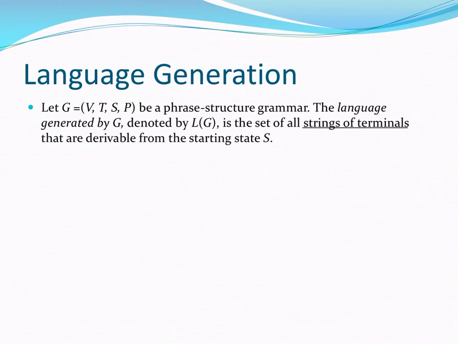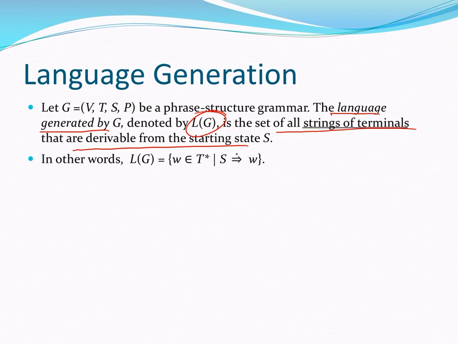If I've got a phrase structure grammar G, I say that the language generated by G is the set of all strings of terminals that are derivable from the starting state. It's denoted L(G). I can represent it as a set: all the strings w that are an element of the set of all possible strings over my terminal vocabulary, such that from my starting symbol I can produce w.